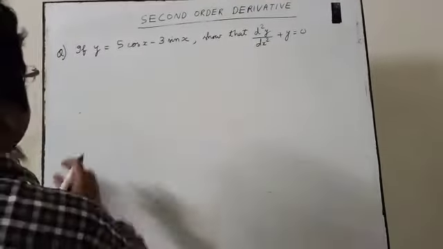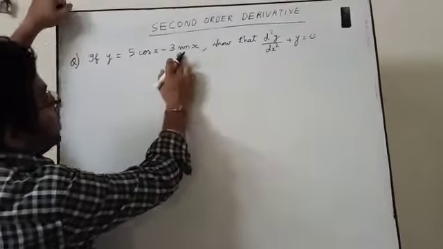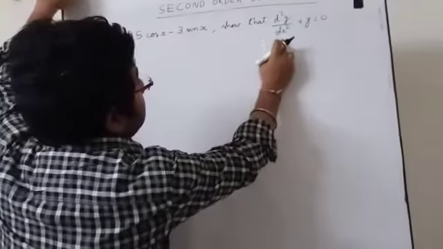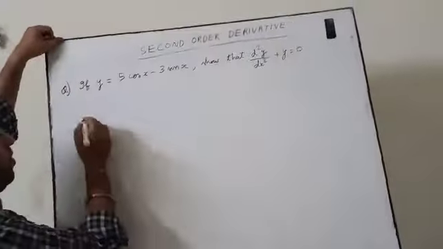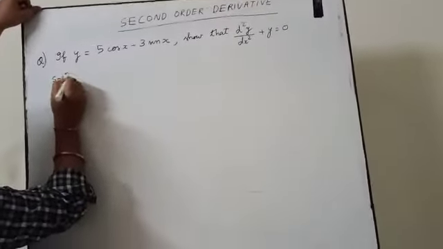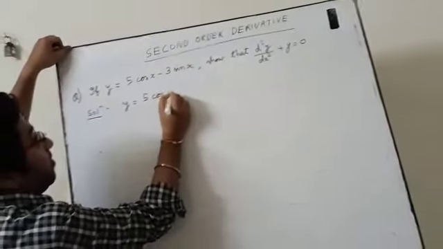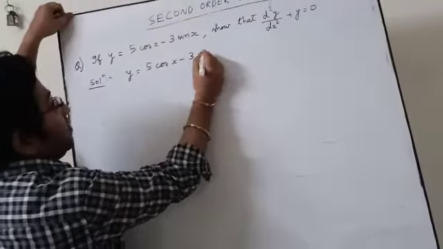Next we take this question. If y equals 5 cos x minus 3 sin x, show that d2y by dx square plus y equals 0. You have to show this. So how will you show it? See here, y equals 5 cos x minus 3 sin x.